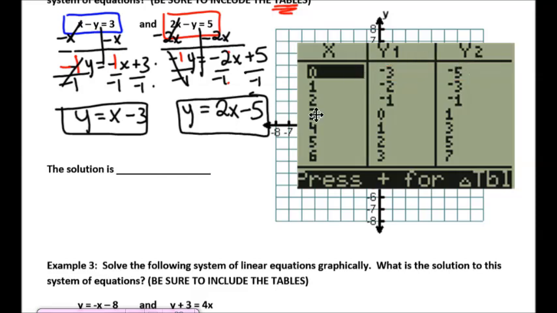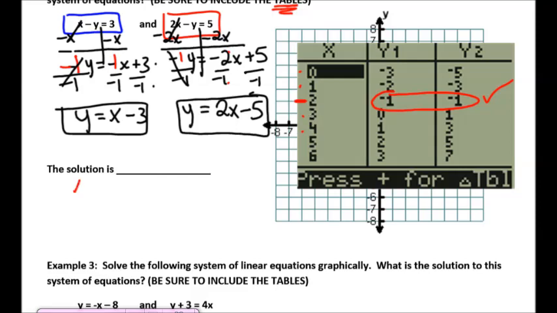Looking at the next pair, do they match? No. Looking at the next pair, do the y values match? Yes, they do. So this must be where our solution point is. So on our tables, we want to start right in this row and we want to graph 2 points above and 2 points below that. So we are going to start our tables from 0 and go down to 4.